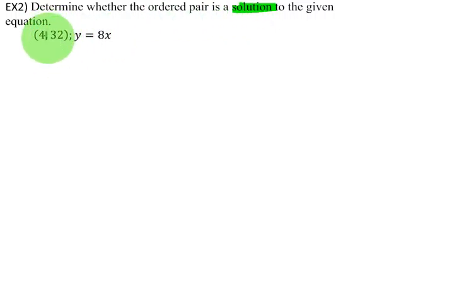So in order to find out if the ordered pair is a solution to this equation, what I need to do is substitute my x value in for x and my y value in for y. So remember, x comes first, y comes second in an ordered pair. So for my y value in this equation, I'm going to substitute 32 in. So 32 is equivalent to 8 times my x value, which is 4. 8 times 4.